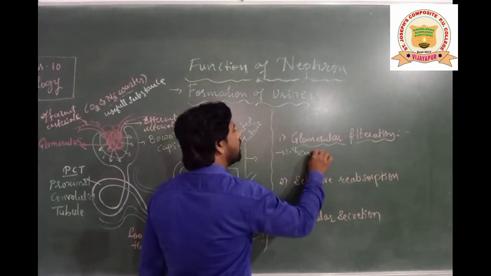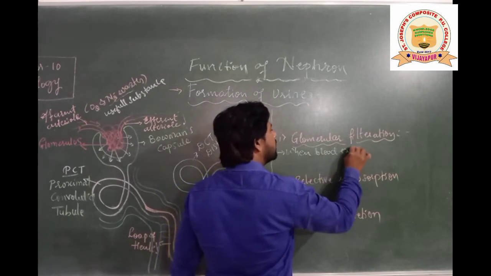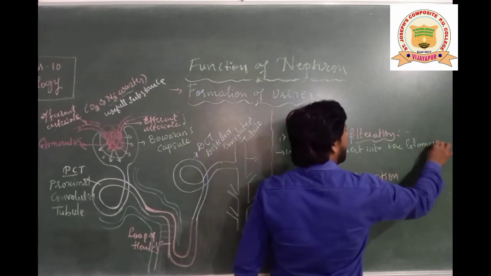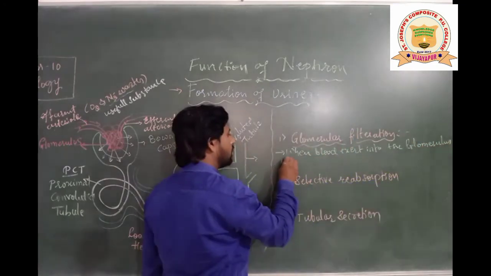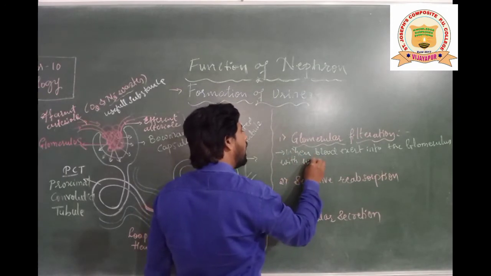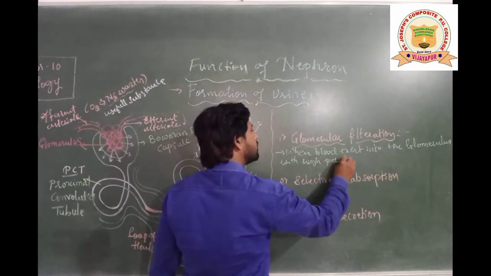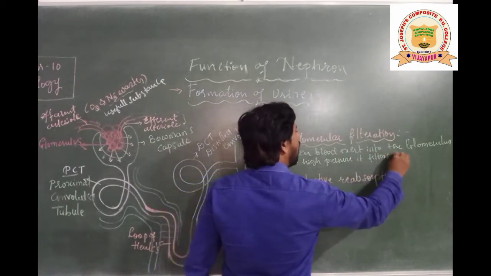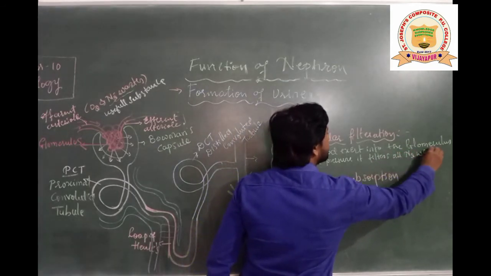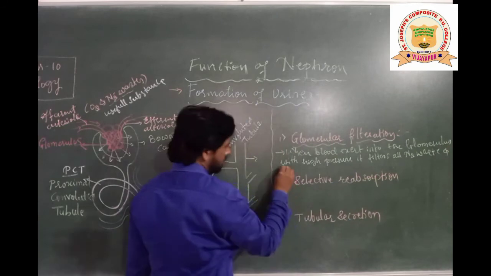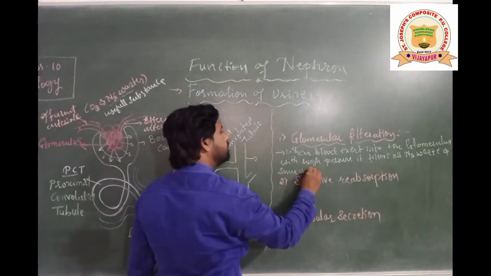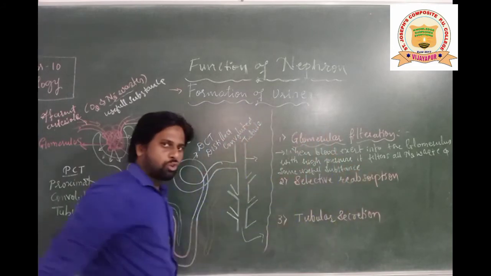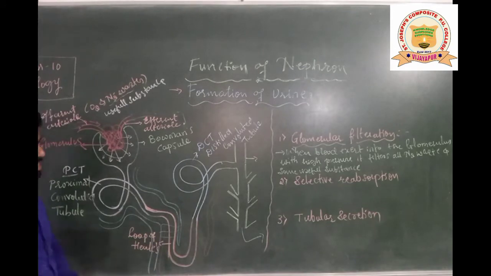when blood enters the glomerulus with high pressure, it filters all nitrogenous waste and some useful substances. That process is called glomerular filtration, we call, students.